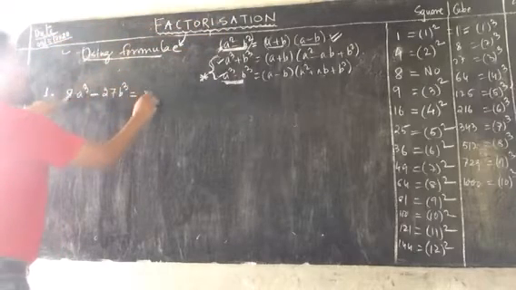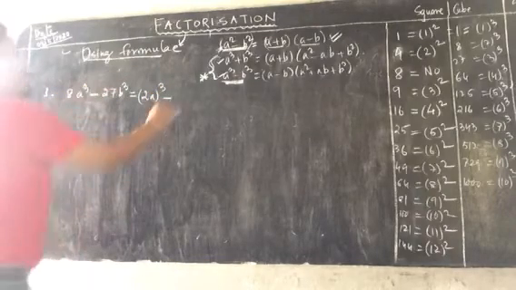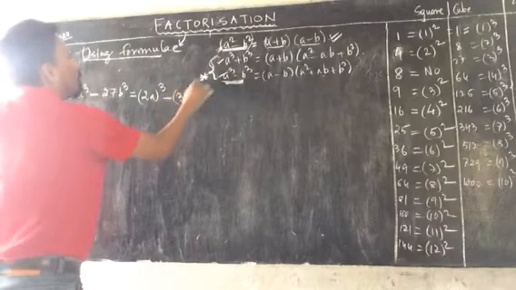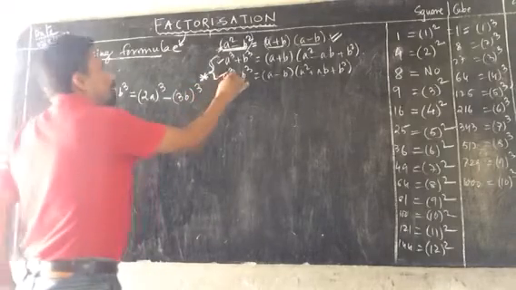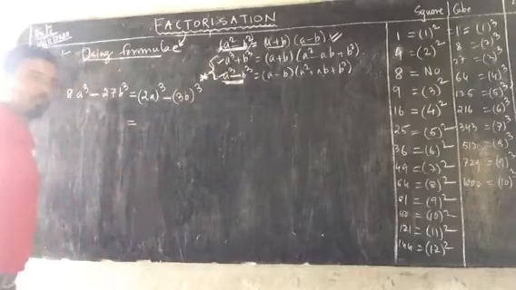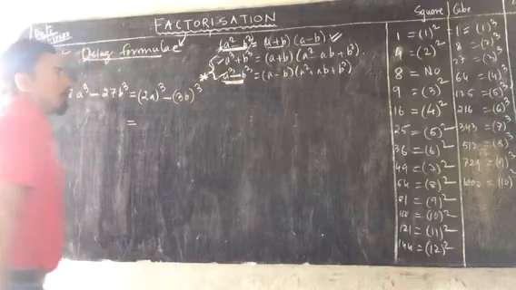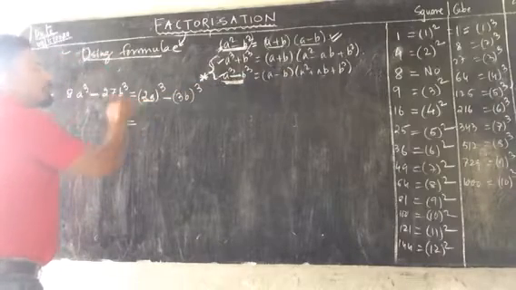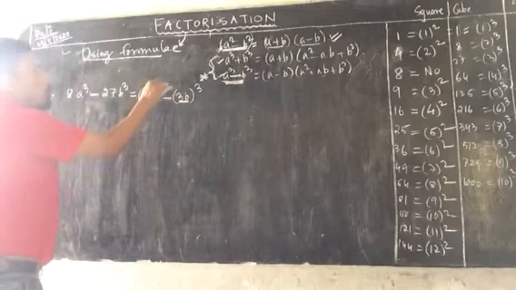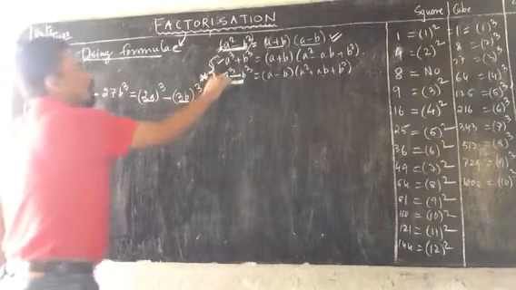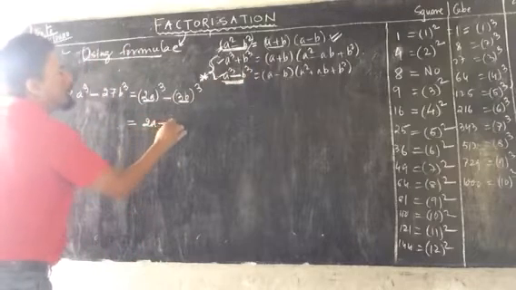So it is 2a whole cube minus 27b cube, which can be written as 3b whole cube. You must be very careful while using the formula. What sign is here? That is very important. Minus is here. You have to express them in the form of this formula. Now this you have to assume as a, this you have to assume as b. Now it is a cube minus b cube. So a cube minus b cube equals a minus b.